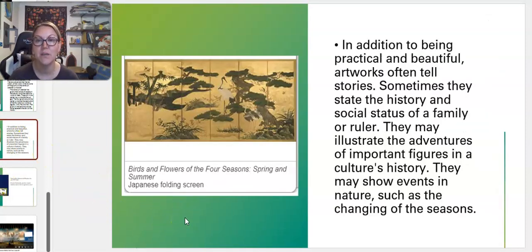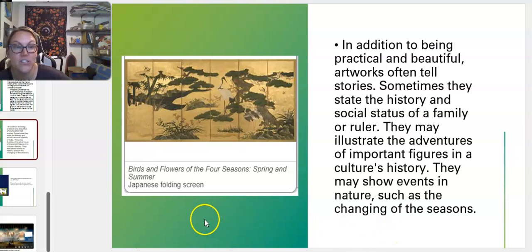In addition to being practical and beautiful, artworks often tell many stories. Sometimes they state the history and social status of a family or ruler. They may illustrate the adventures of important figures in the culture's history. They may show events in nature, such as the changing of the seasons. This is Birds and Flowers of the 4 Seasons, Spring and Summer. It's a Japanese folding screen.